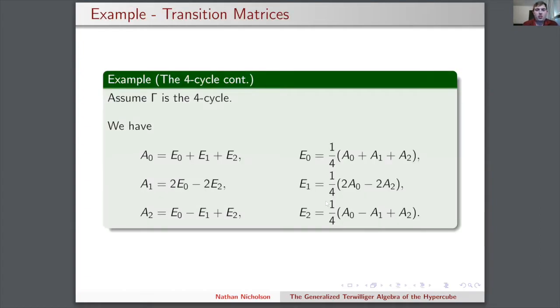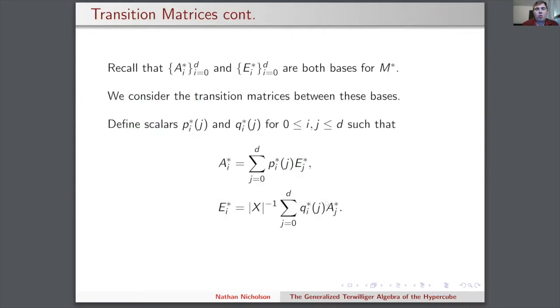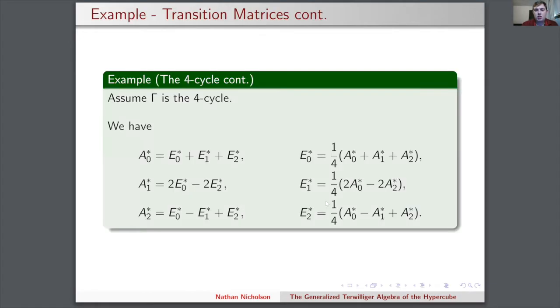And so in the case of the 4 cycle, you can see this is what those scalars would look like. Now we're essentially just going to do the same thing with respect to the dual. So we'll look at Pi star and Qi star, and then we use them in virtually the same way. And then you can, again, look at what the similar equations would be, and you can pick out those scalars.